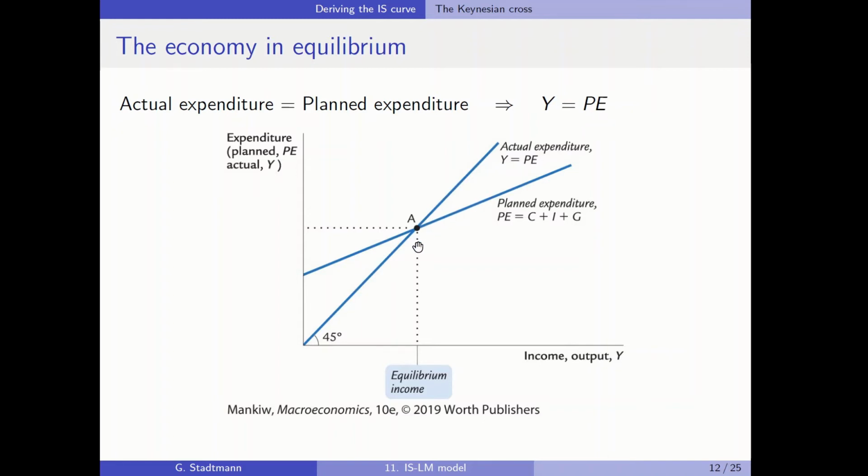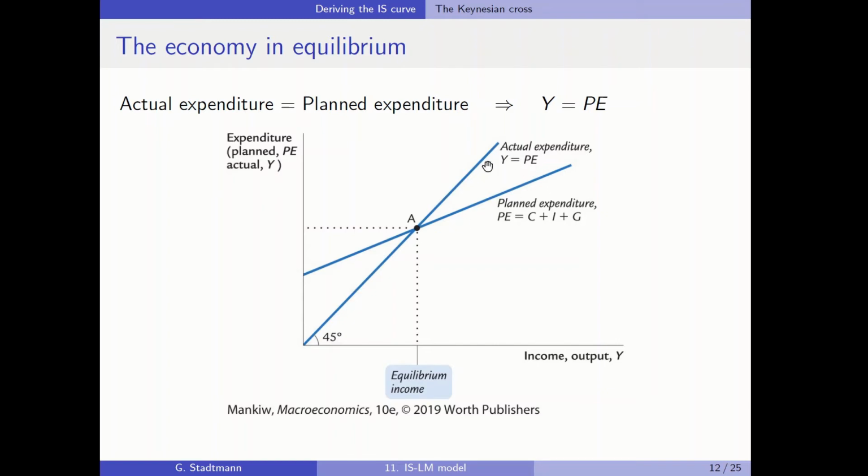So in case that the economy is in this point A, then we can find the equilibrium income level here on the horizontal axis. In this point, actual expenditure is equal to planned expenditure, so that unplanned inventories are equal to 0. So we can use this graph in order to find the equilibrium income level.